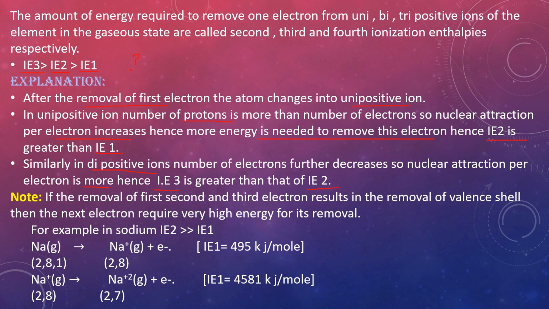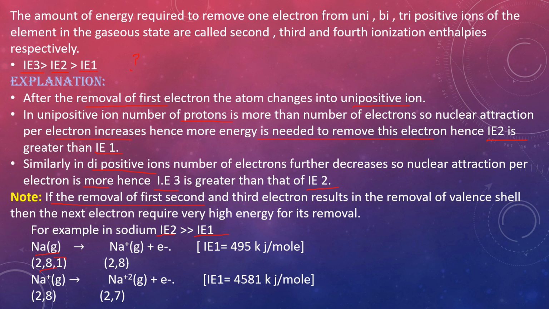One more thing should be noted here: if the removal of the first, second or third electron results in the removal of the valence shell, then the next electron requires a very high amount of energy for its removal. For example, in the case of sodium, the second ionization enthalpy is very much more than IE1. What is the reason? Sodium has the configuration 2, 8, 1.